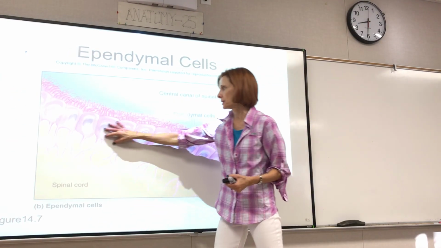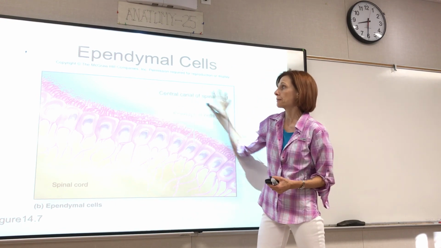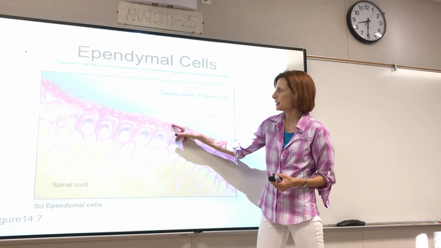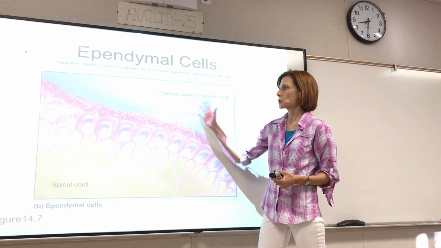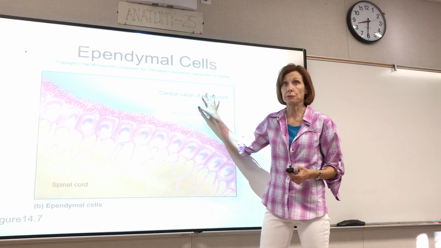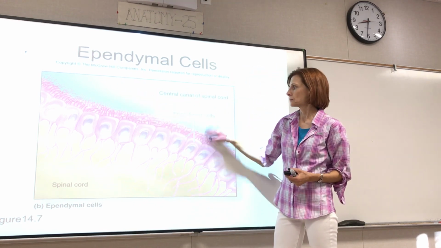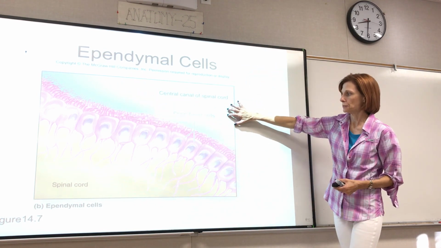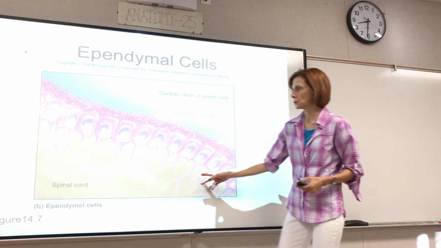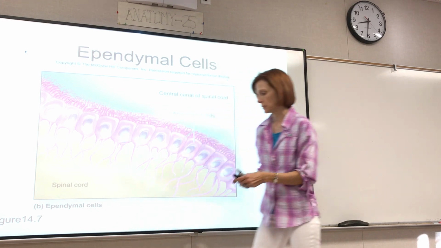This is kind of what ependymal cells look like. This would be the cavity of the ventricle or the central canal. And here is the cilia, which would be moving the cerebrospinal fluid along. So all of this fluid here is cerebrospinal fluid. Okay. This would be cerebrospinal fluid. And this would be the tissue of the brain or spinal cord.